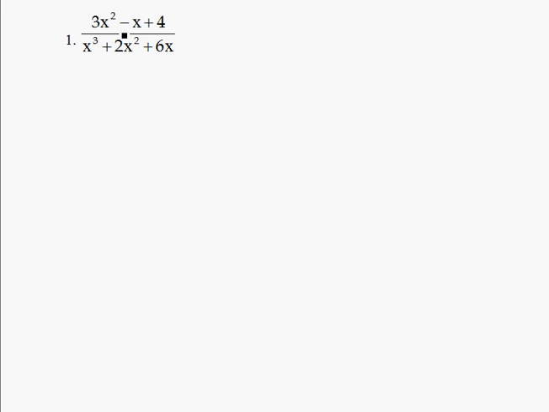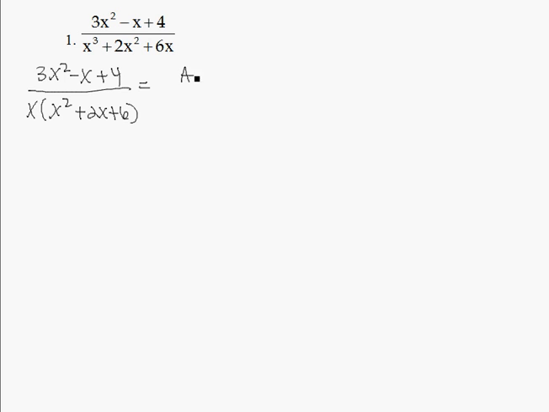Okay, here's another partial fractions decomposition. In my denominator, notice I can get a greatest common factor of an x out. So my numerator stays the same, and now I'm going to take an x out: x squared plus 2x plus 6.